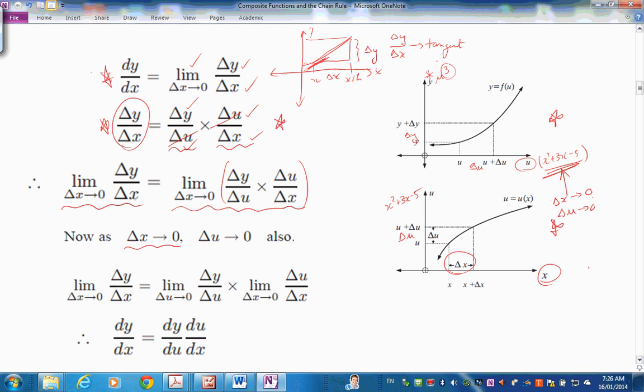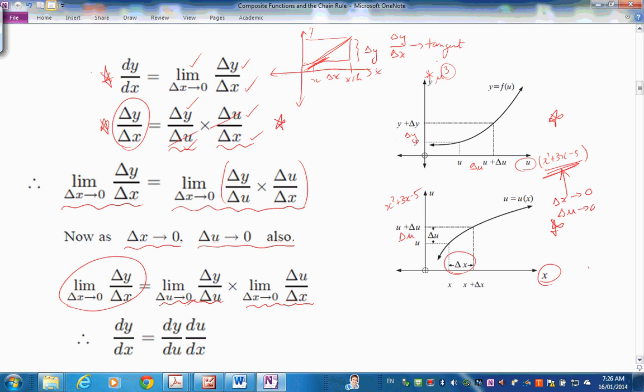delta u. The small change in u would be resulting from a small change in x. So let's get back over here. So we're going to say delta u tends to naught. So the limit is the limit as delta u tends to naught of that bit and delta x tends to naught of that bit. Because as delta x tends to naught, delta u tends to naught.